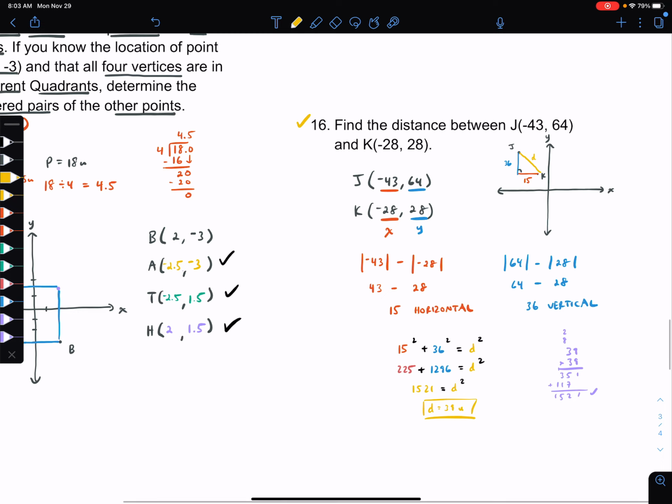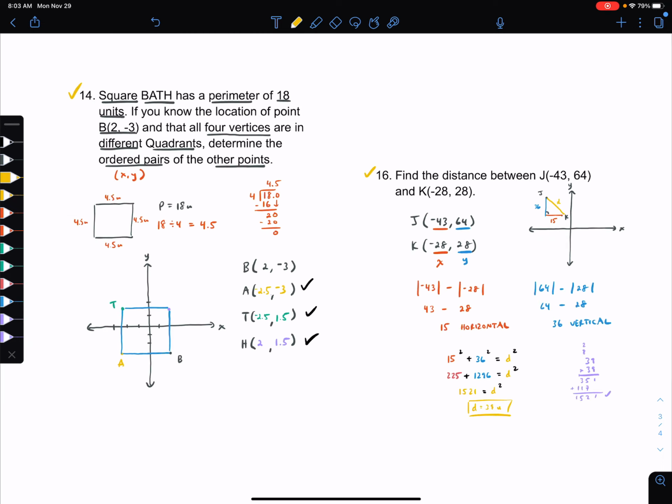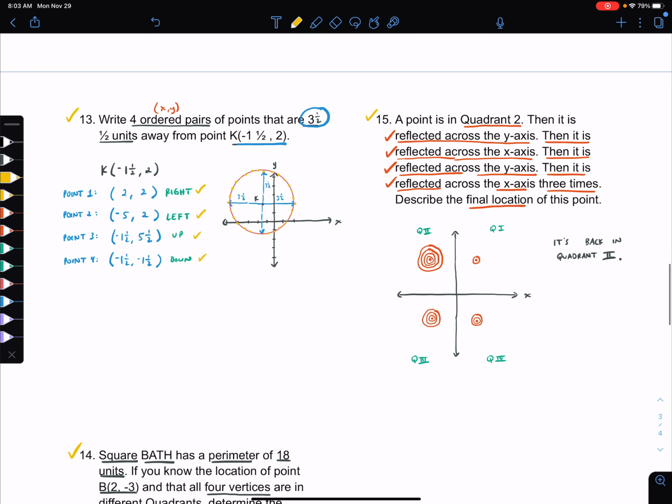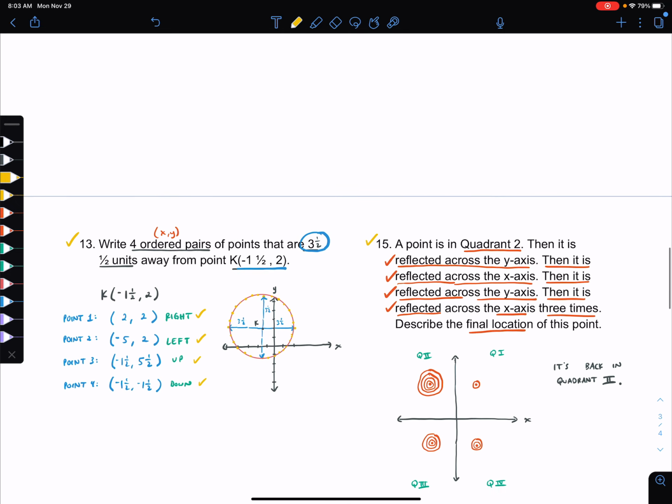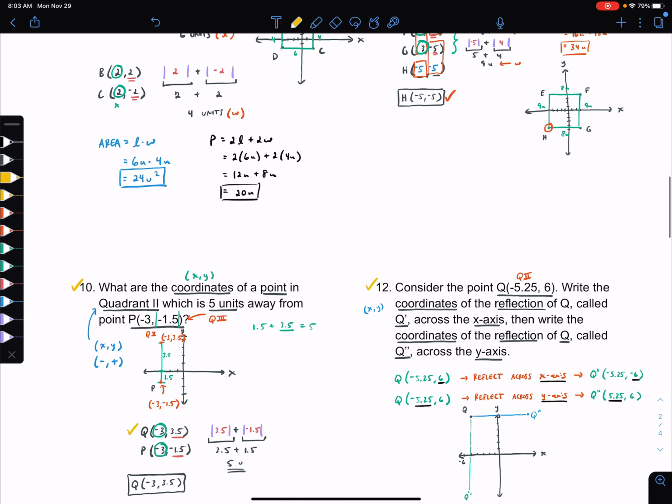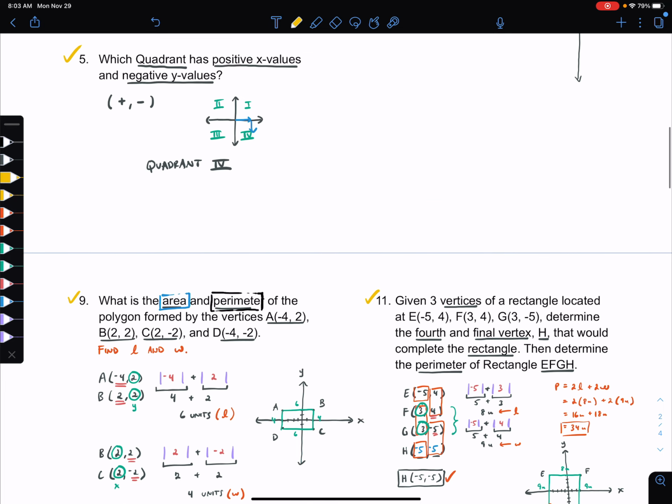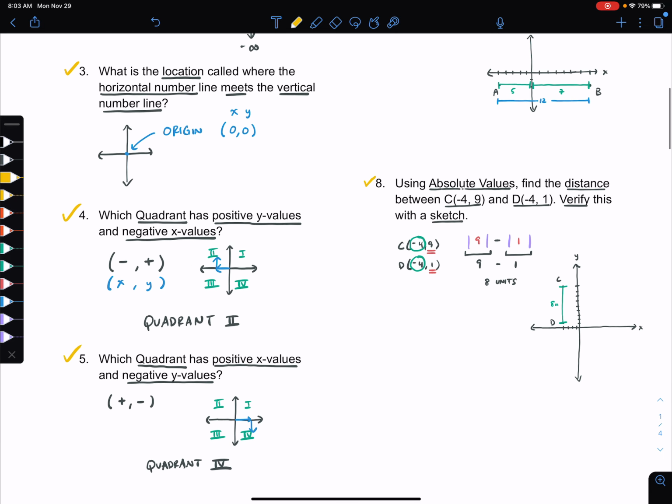So yeah, there you have 16 practice problems dealing with coordinate planes, some integers, some rational numbers, so decimals and fractions a little bit, some reflections, some distances, completing some of these rectangles, finding area and perimeter.